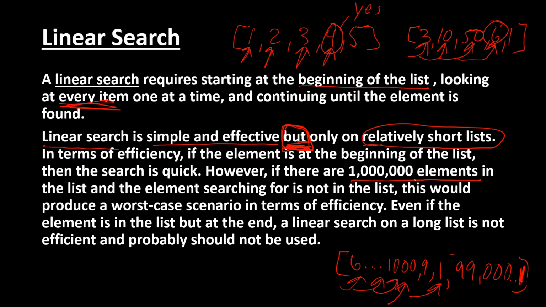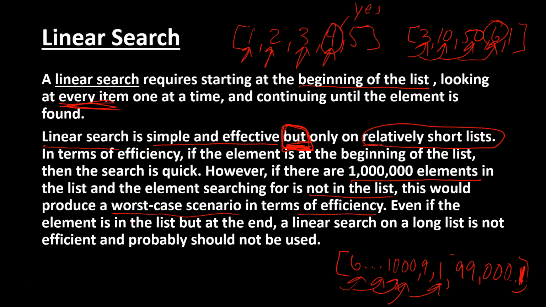However, if there are 1,000,000 elements in the list and the element you're searching for is not in the list, that's the worst case scenario. You're looking for the number 1 in a list that has 1,000,000 elements, and it spends all the time to go through the entire list, and then there's not even a number 1. That's the worst case in terms of efficiency.